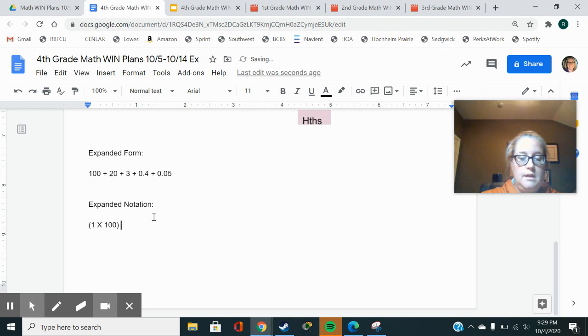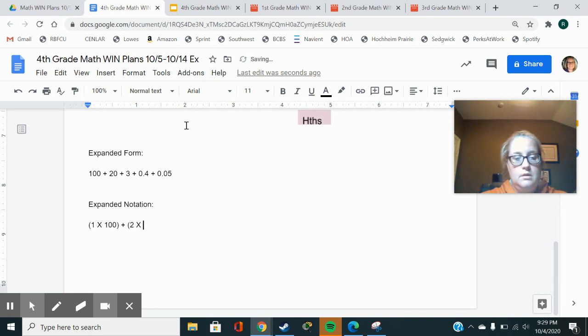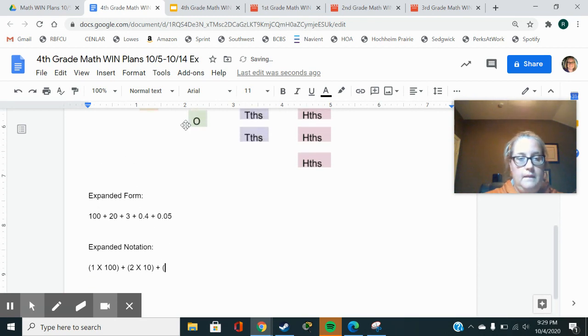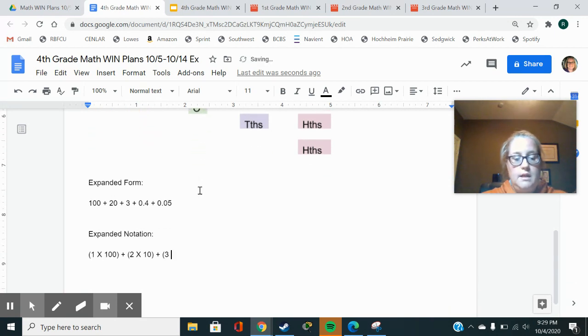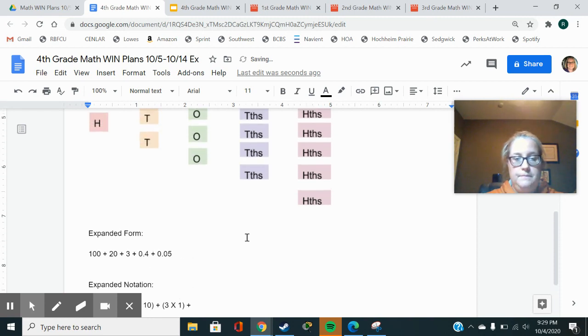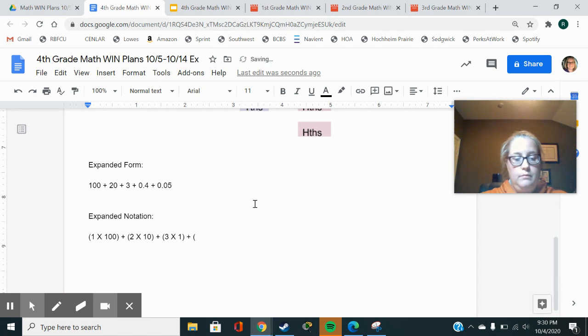I'm going to close my parenthesis, plus, and then I'm going to open my parenthesis and go to the next one. I have 2 tens. 1, 2. So I'm going to put 2 times, and it was my tens place, so I'm going to say 10. Plus, I have 3 ones. 1, 2, 3. So I'm going to say 3 times 1, because that is the ones place, plus. Now I'm getting into the other side, so I'm going to do my decimals. I have 1, 2, 3, 4, 4/10. So I'm going to do open parentheses 4 times 1/10.